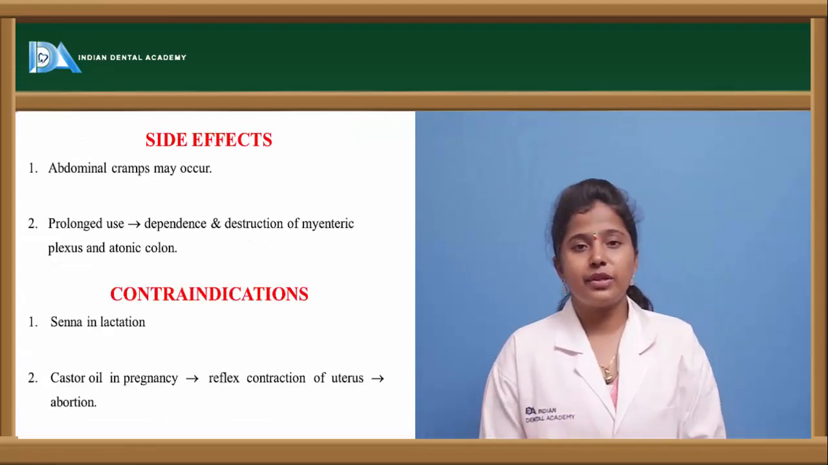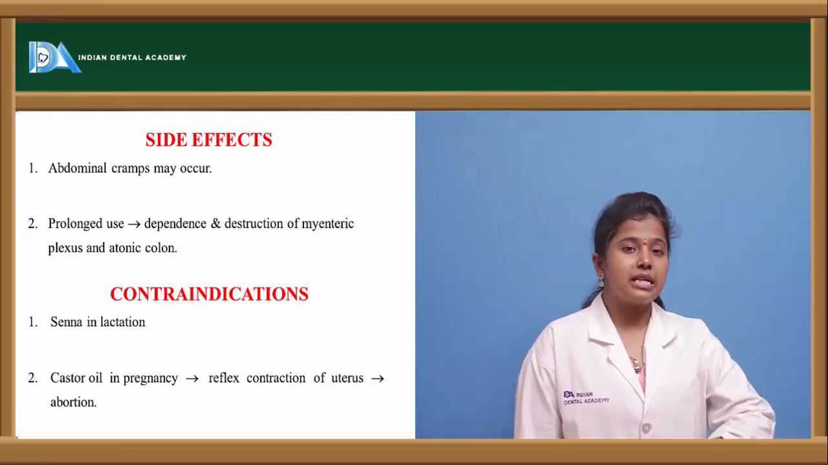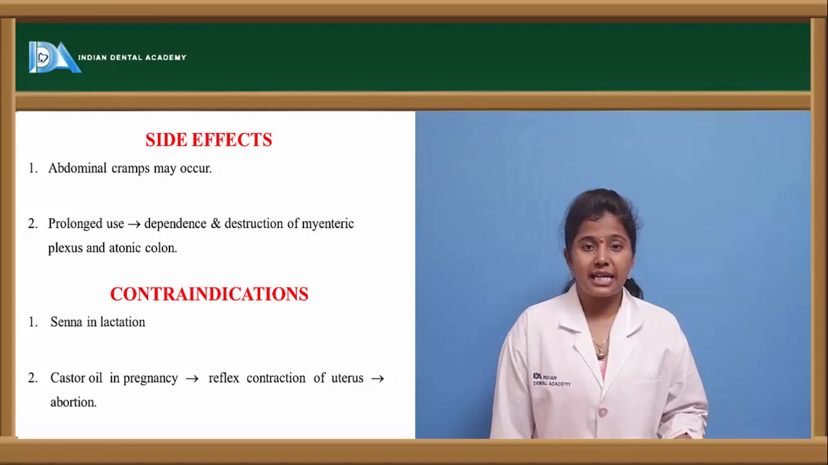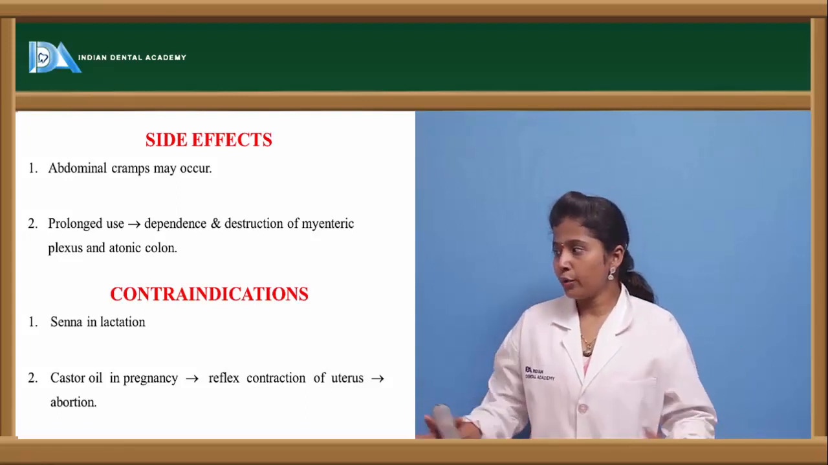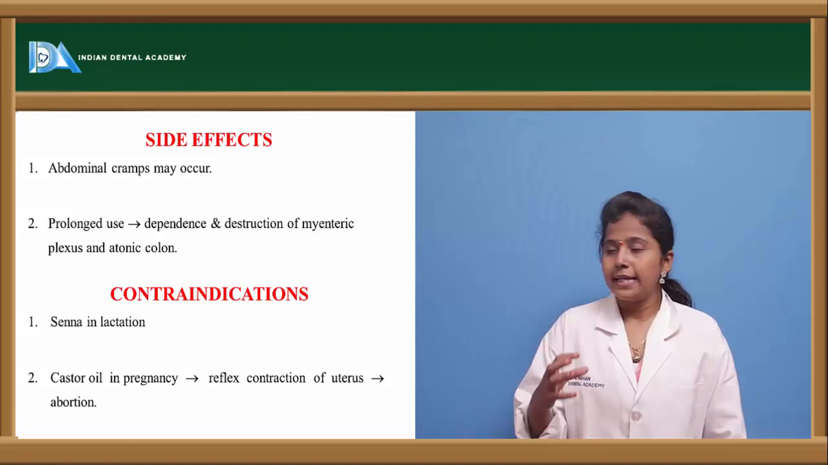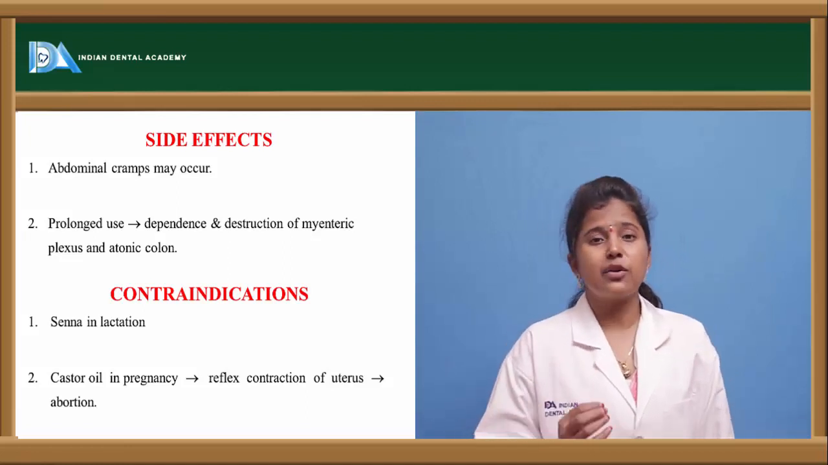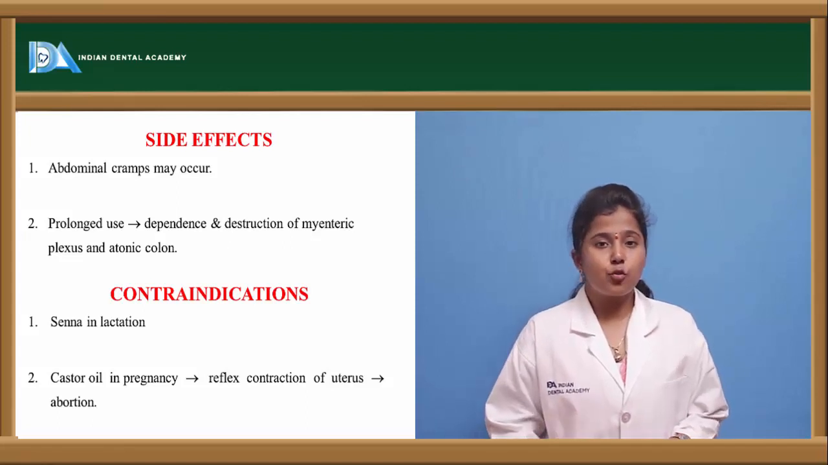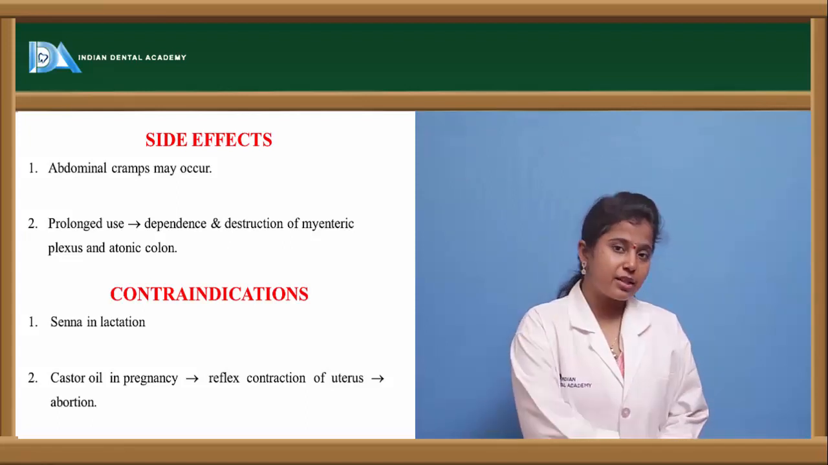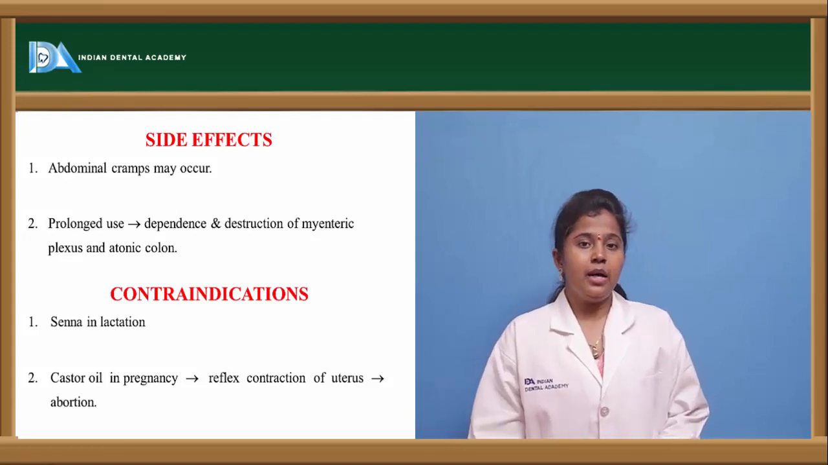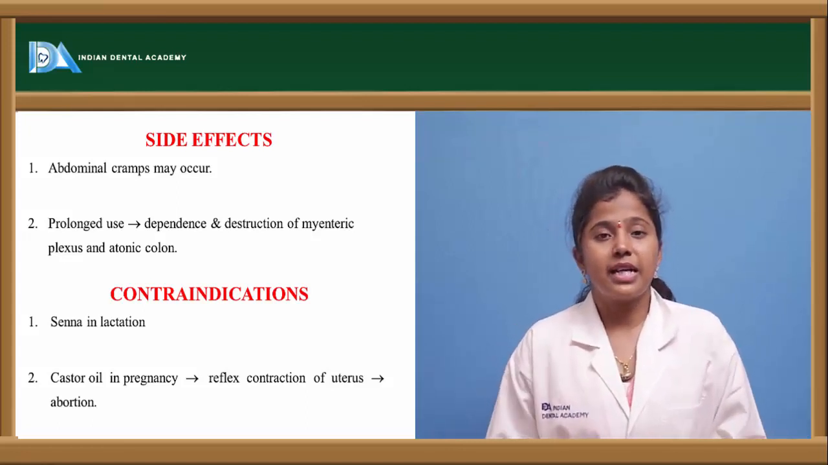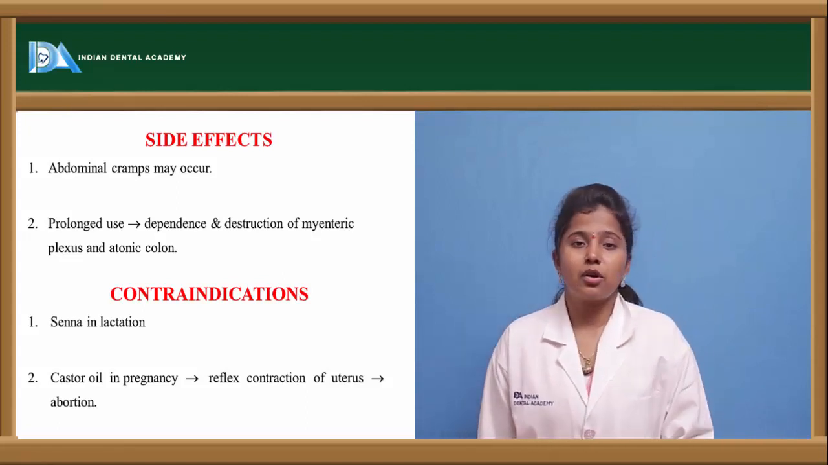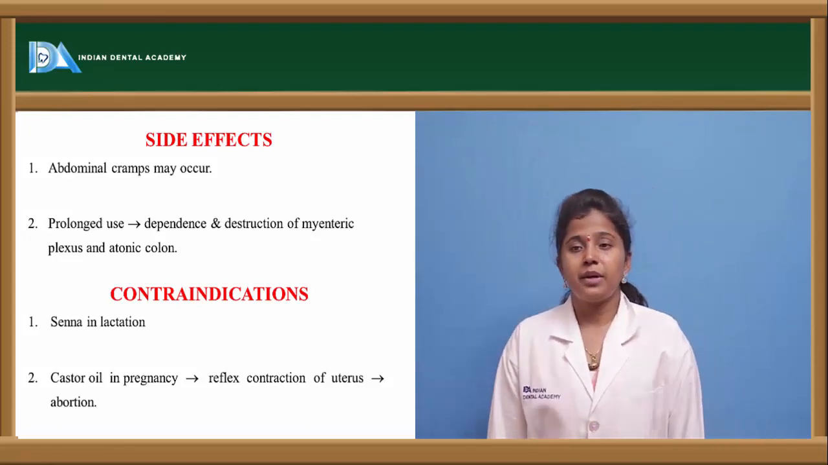What are the side effects of these anthraquinone derivatives? If they are taken in higher doses, then they cause abdominal cramps. And if they are used for prolonged periods, then they cause dependence of the myenteric plexus. In the sense, after a certain dose, these anthraquinone derivatives won't have any effect on the myenteric plexus, and we can say they become tolerated. These drugs become tolerated for the stimulant effect on the myenteric plexus.